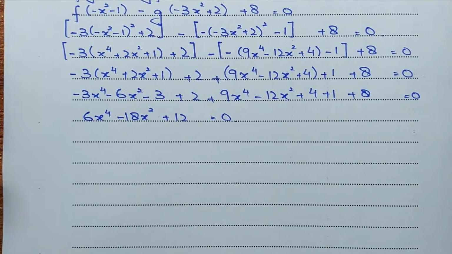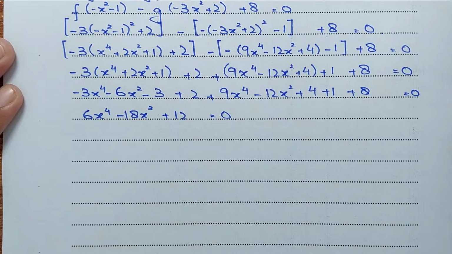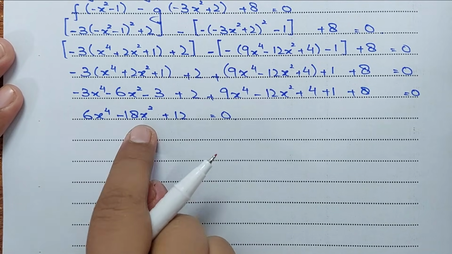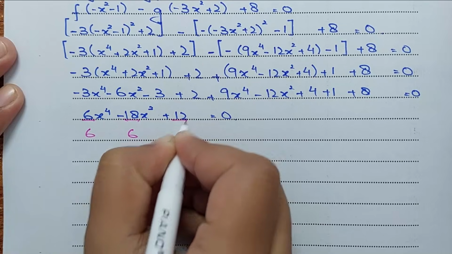All the terms are divisible by 2. Let me divide all the terms by 2. Or we can divide it by 6. 6 times 1 is 6, 6 times 3 is 18, 6 times 2 is 12. So all the terms are divisible by 6 as well.